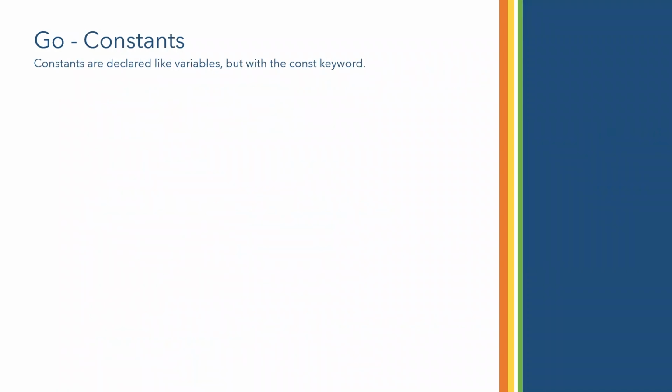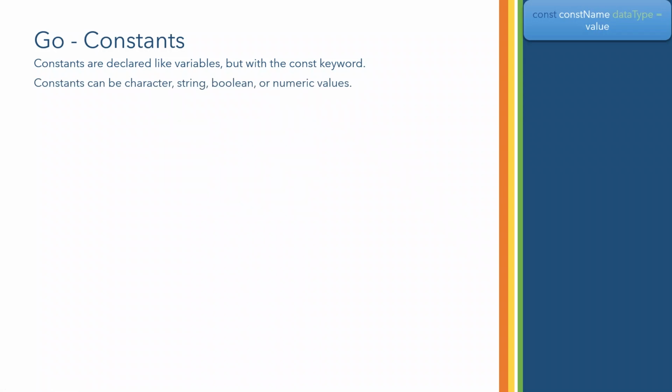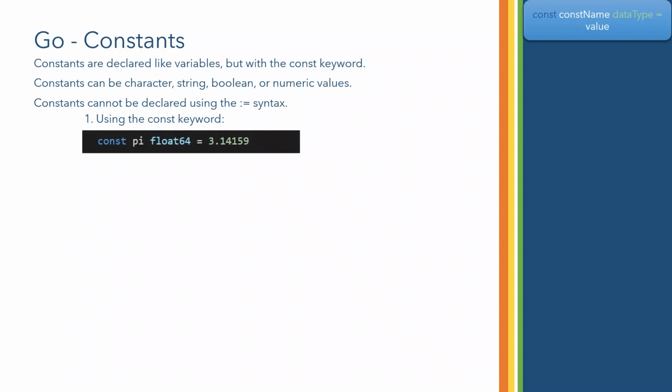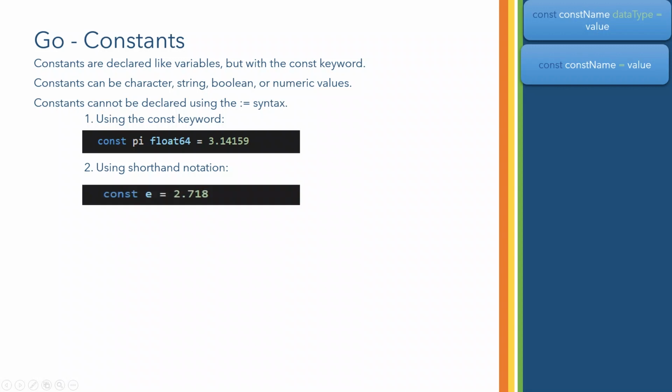Coming back to Golang constants, constants are declared like variables, but with the const keyword. It's like this: const name data type = value. Constants can be character, string, boolean, or numeric values. A constant cannot be declared using the := syntax, like how we declared variables. That is not possible here, but you can use it in a different way. Using the const keyword, you can create a const of float64 like this. Using shorthand notation also we can do it here, but you can observe clearly there is no :=. It's like const name = value, right?